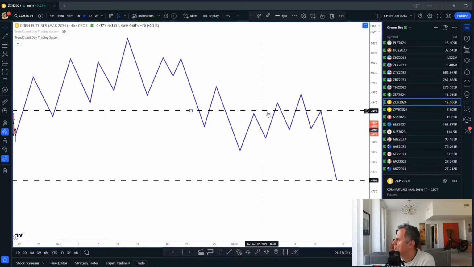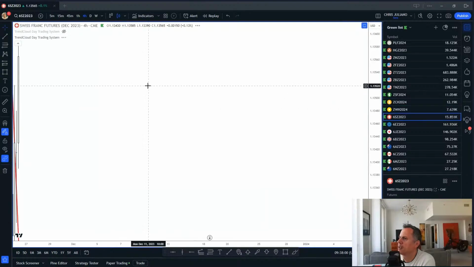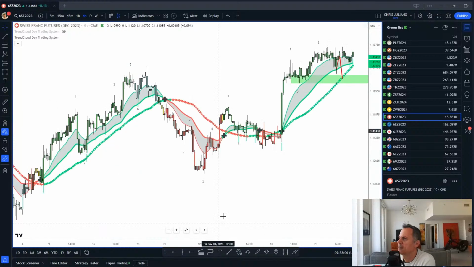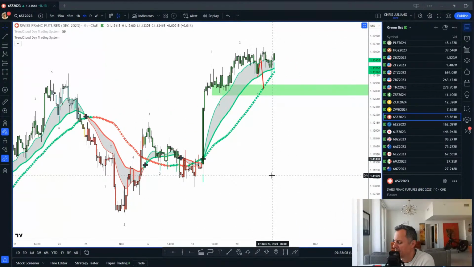TradingView is very slow. Update charts on my side, 10 seconds. Oh, wow. Oh, really? Oh, that's interesting. Let's see. Yeah, look at that. There's some lag there. Hit that F5 button.